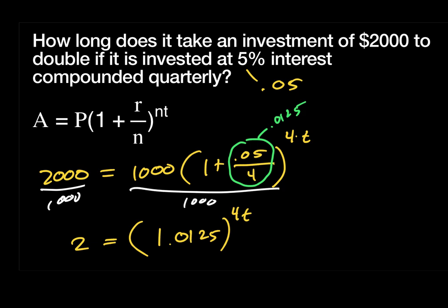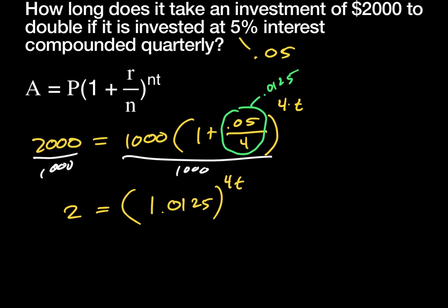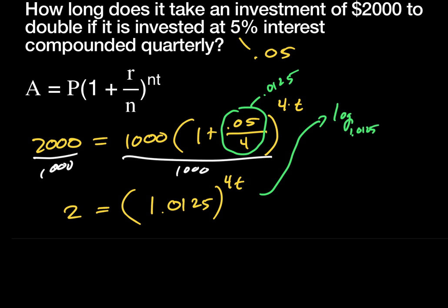Now I am to a place where I have an exponential function. I'm going to now convert this into a logarithm. I am going to do it one of two ways. I'm going to do it over here in green. I could do log base 1.0125 of 2 equals 4t. All right. And then change of base, because our calculator does not have this. So I'm going to rewrite that.